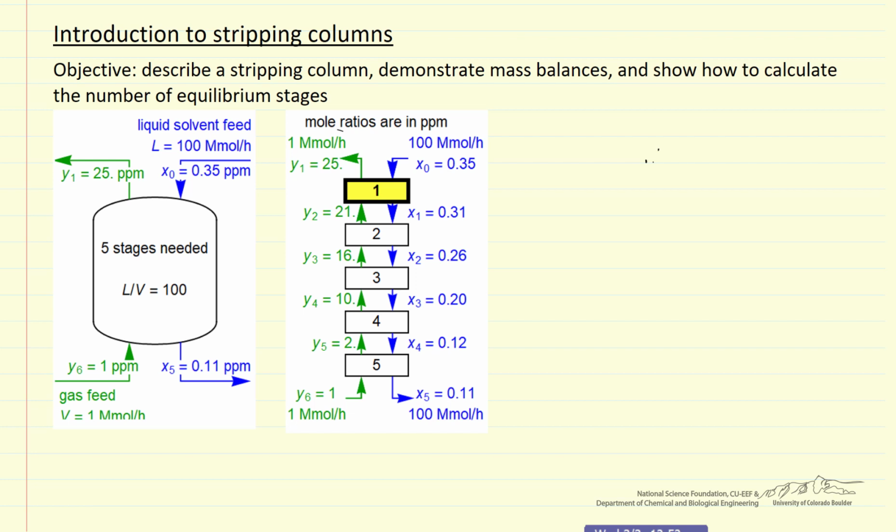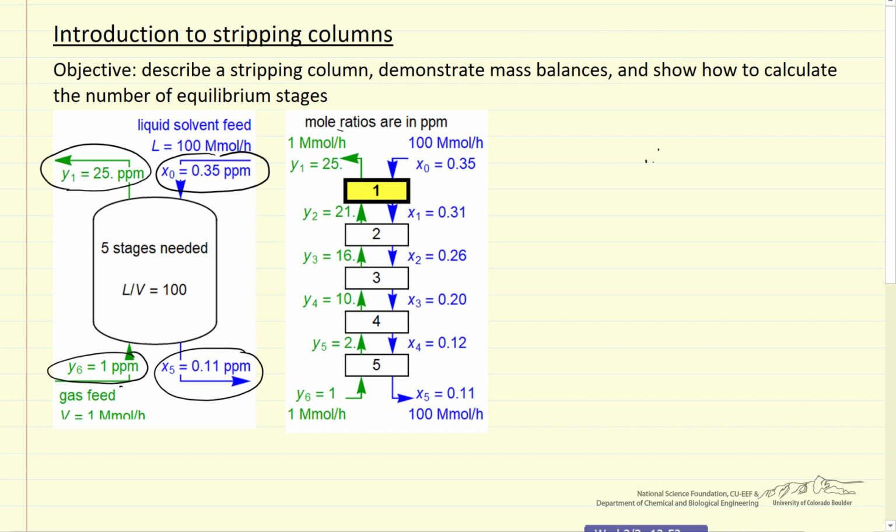We start with a liquid that has some concentration of solute that we'd like to decrease. And indeed, in this example, we go from 0.35 parts per million down to 0.11 parts per million. And we do that by contacting it with vapor. The gas has a low concentration of that solute, and then it leaves with a much higher concentration.